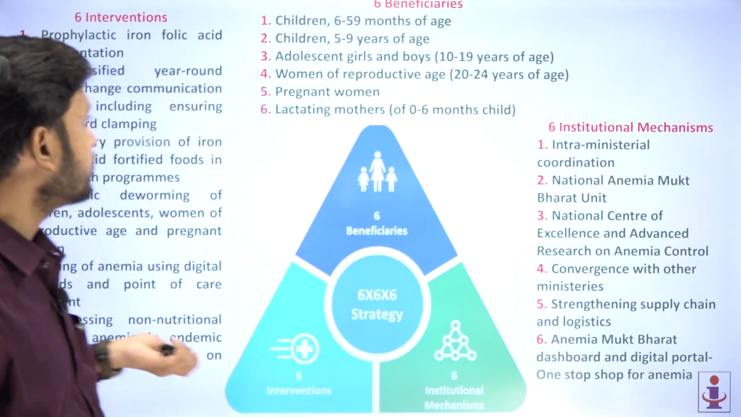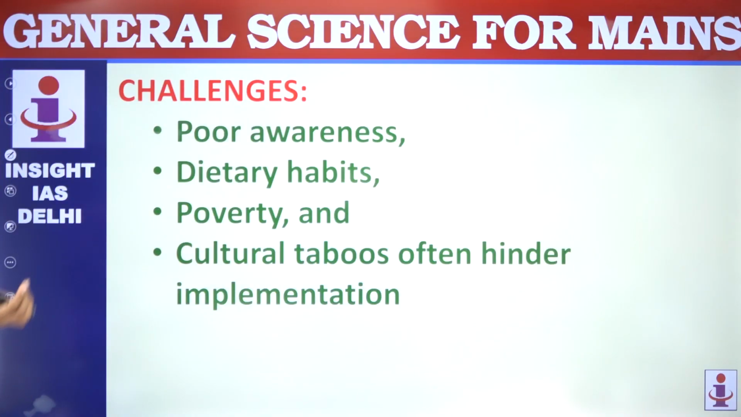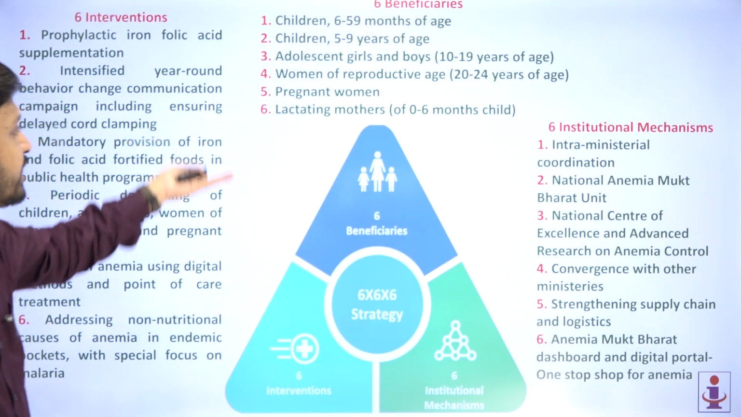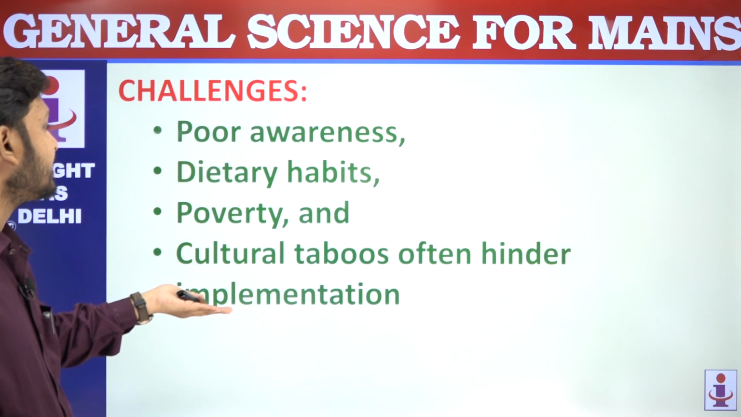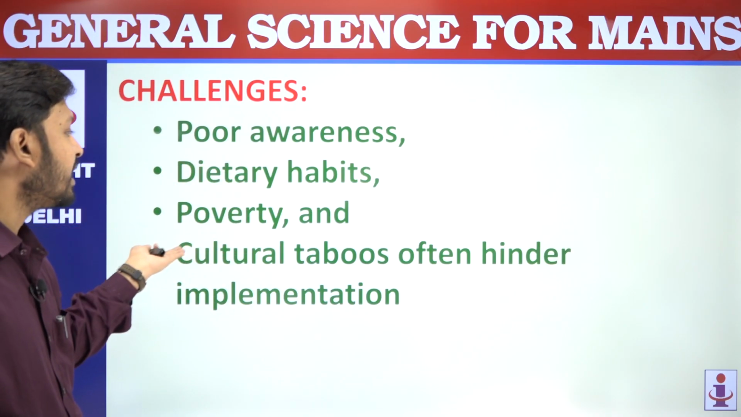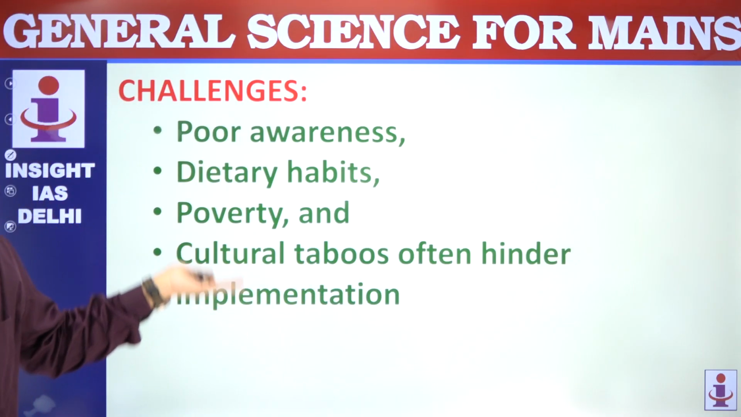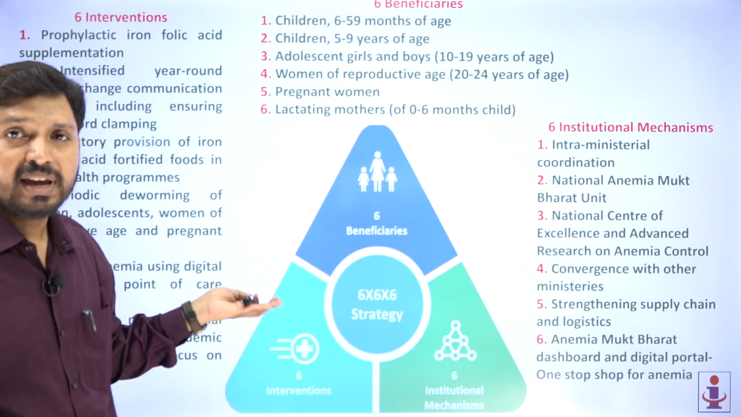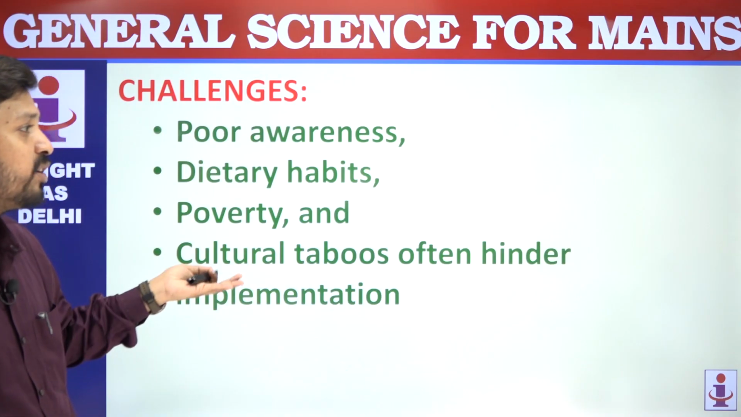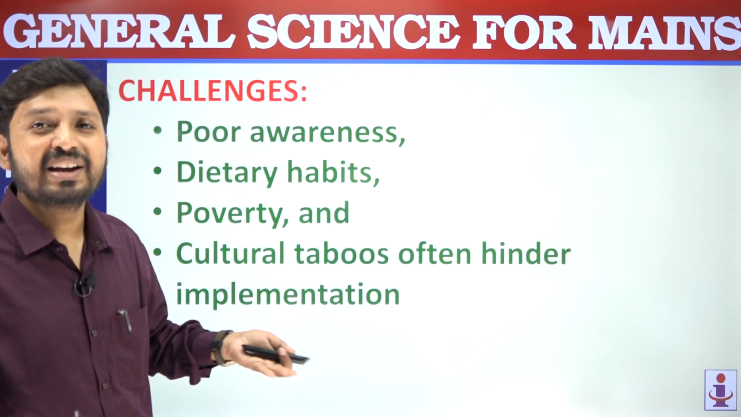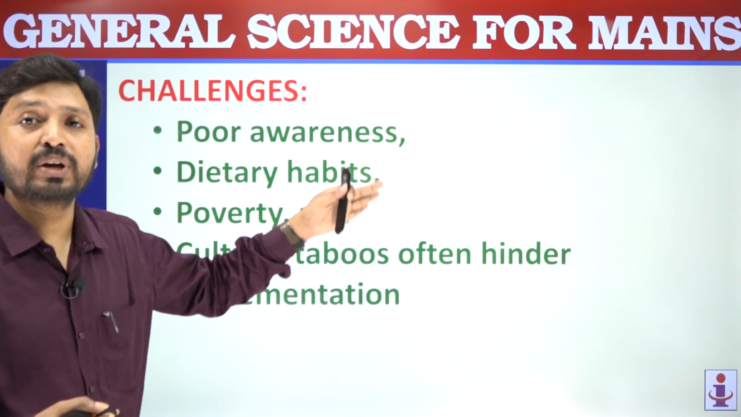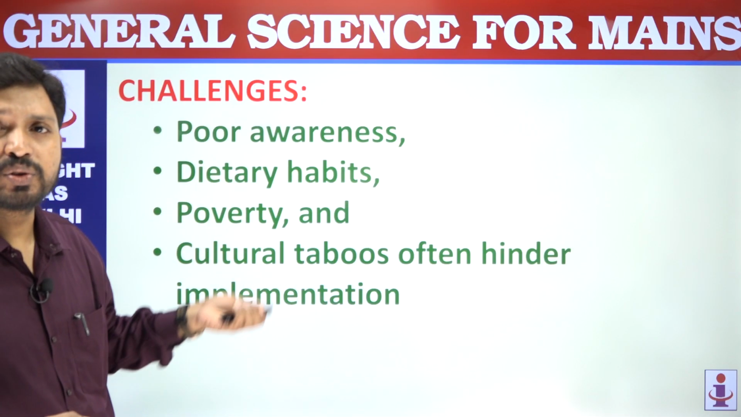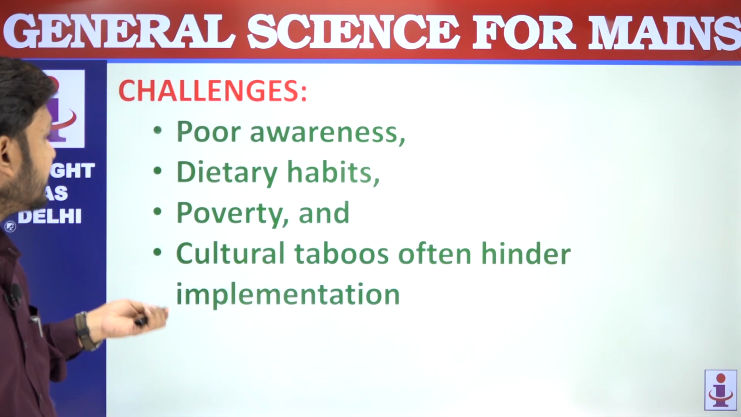Okay, so let's go to the challenges, because even though all these interventions are there, what are the challenges? Poor awareness, improper dietary habits, poverty, and cultural taboos often hinder the implementation of the programs at the national level. So we need to bring more and more awareness and discuss the benefits of this, and what the consequences are if we have hemoglobin or other deficiencies, so that we can get the proper output from these interventions.